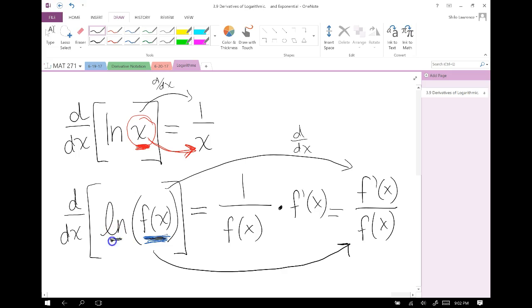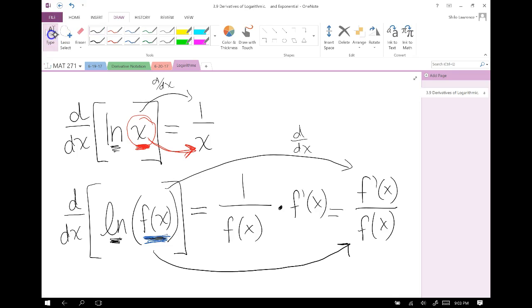So anytime we see a log, that tells us start a fraction. Anytime we see a log and we want to do a derivative, that tells us start a fraction. Whatever's inside goes into the denominator, and then its derivative goes into the numerator. So that's the basics for doing the derivative of a natural log.